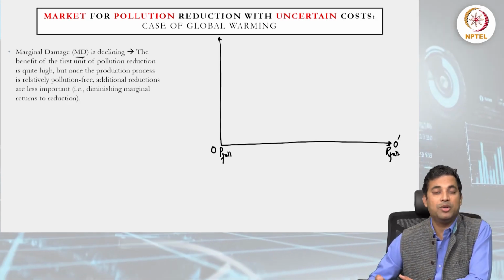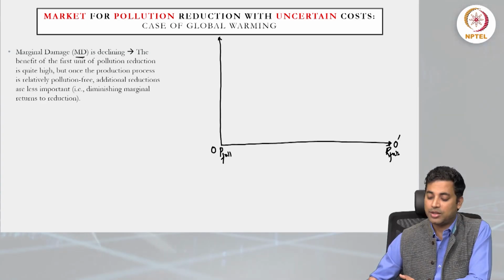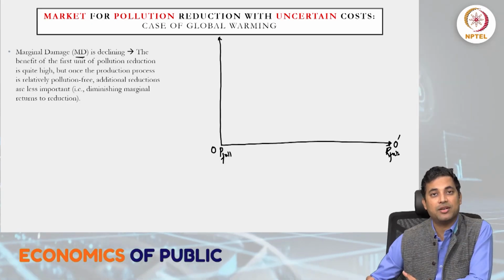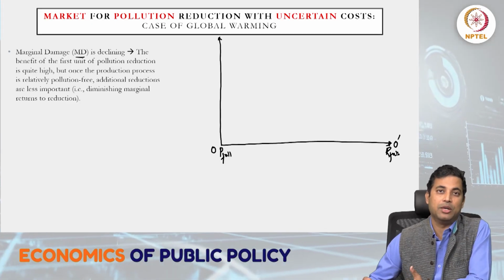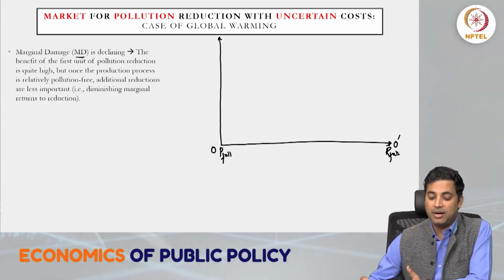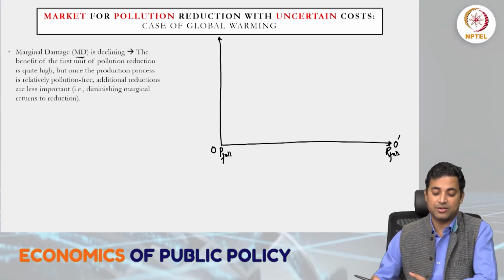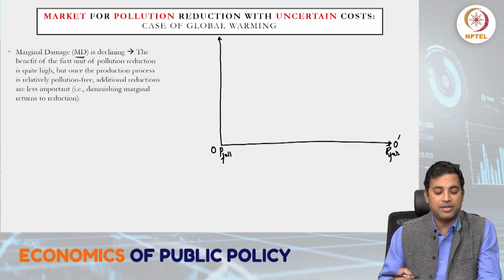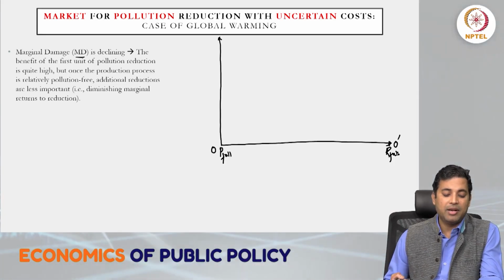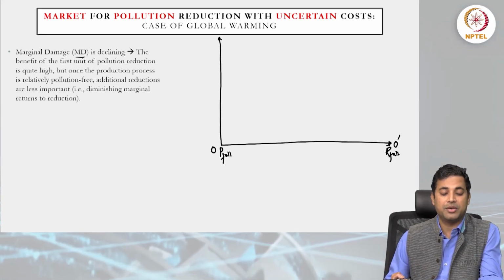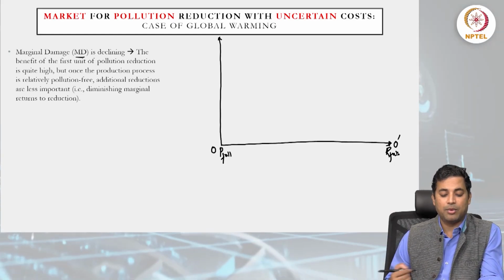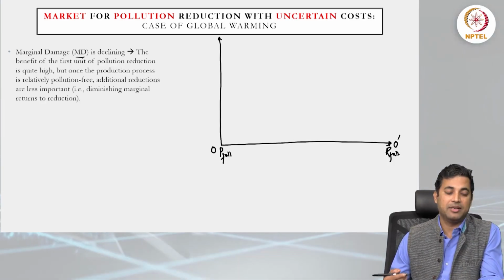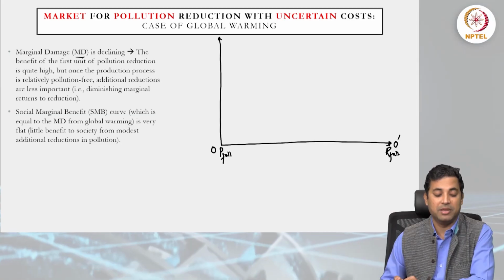So at O, the pollution level is the highest. That means there is no cost involved for pollution reductions. And at O dash, the pollution reduction is 100%. There is no pollution at all because we are spending a lot of money on pollution reduction. So that is what we are trying to say. So when we say that marginal damage is declining, the benefit of the first unit of pollution reduction is quite high, but once production starts, it becomes relatively pollution free. So it is basically diminishing. So the marginal damage curve will be diminishing.